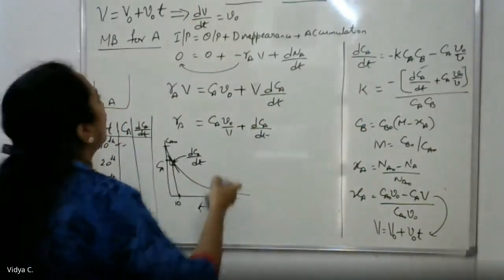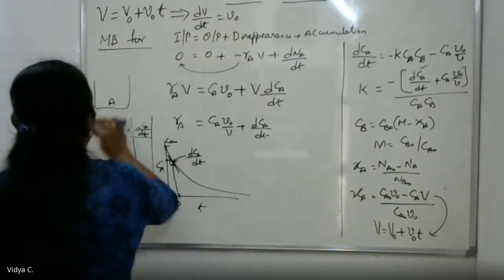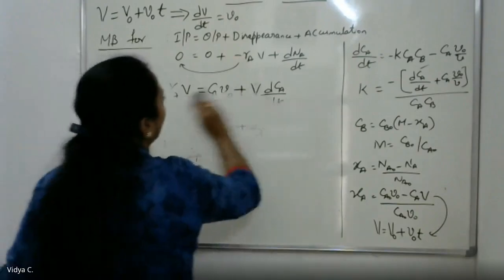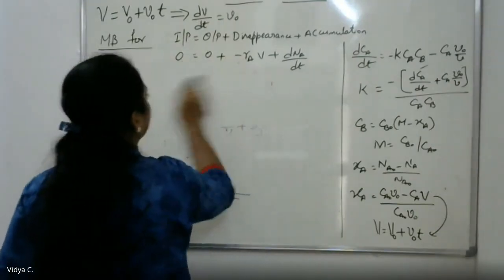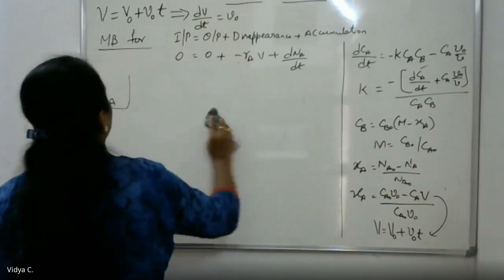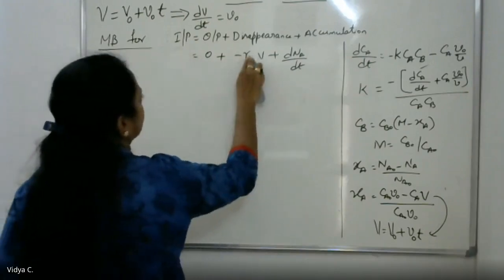Now, let me go with material balance for B. Material balance for B. Will it be same? No, B is continuously coming in, but nothing is going out. Nothing is going out. So think now, what should be input? What should be output?